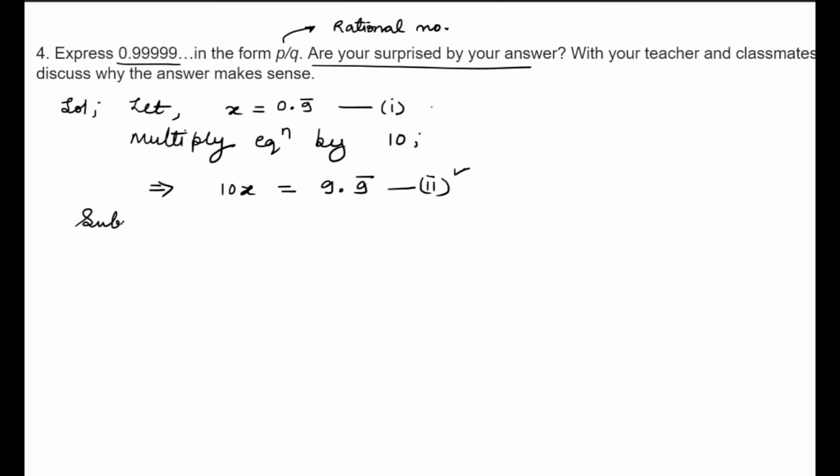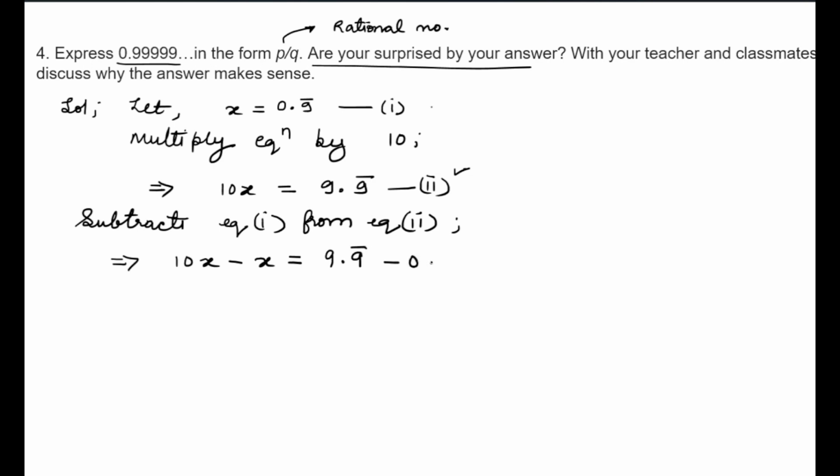Next step is to do subtraction. So let us quickly subtract. We are going to subtract equation number 1 from equation number 2. So what will happen on subtraction? You get here 10x minus x, and it is 9.9 bar minus 0.9 bar. So this is 9x. This is just number 9. The x value is equal to 9 by 9. And how much is 9 by 9? It is number 1.